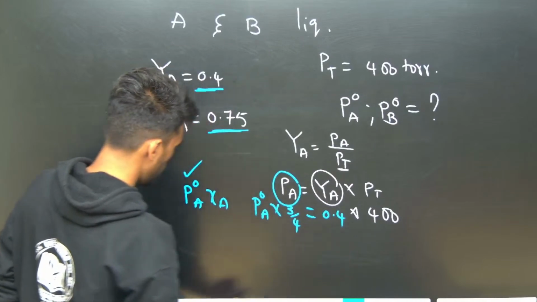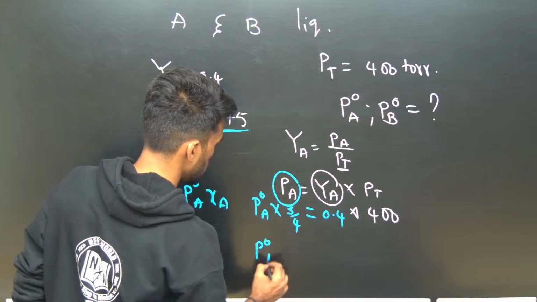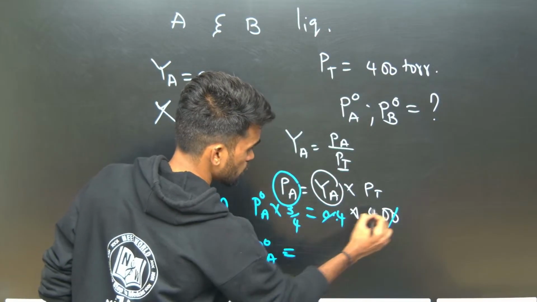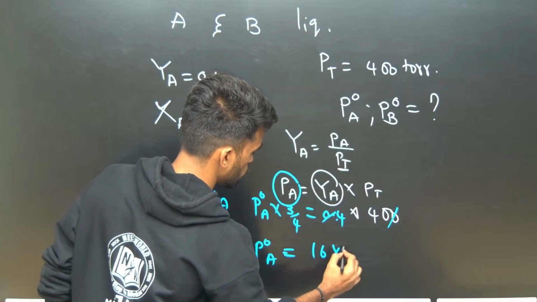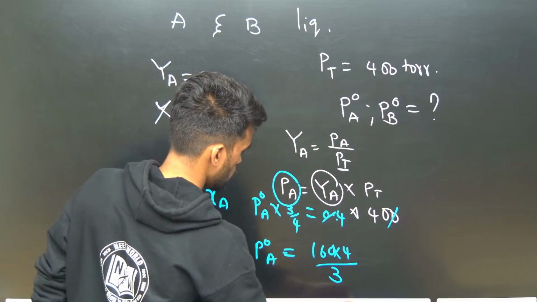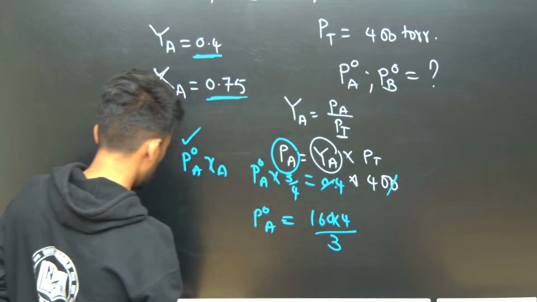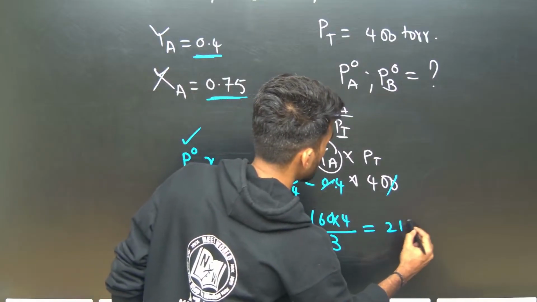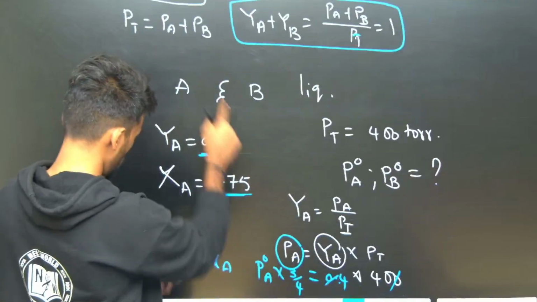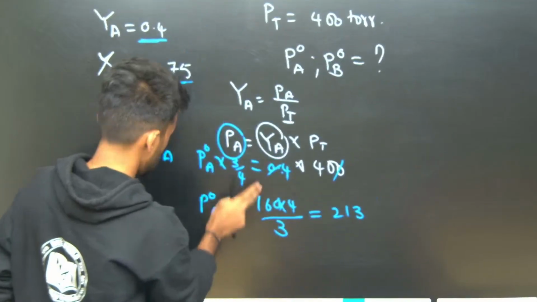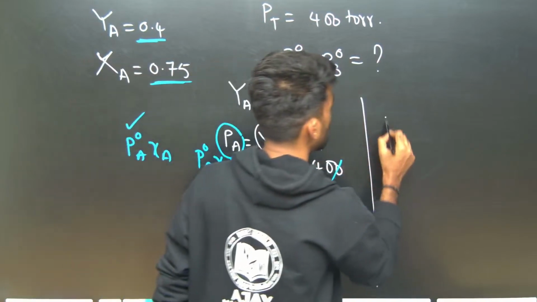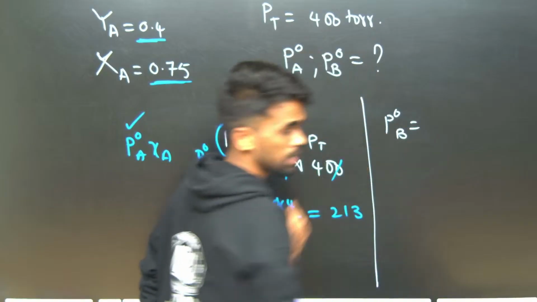So by simplifying this, how much will we get? P naught A will be 160 into 4/3. So you will get around 213, something like 213.33. Okay, and the next one: we have one more thing. P naught A we got, we need to calculate P naught B. So how do we calculate this P naught B?